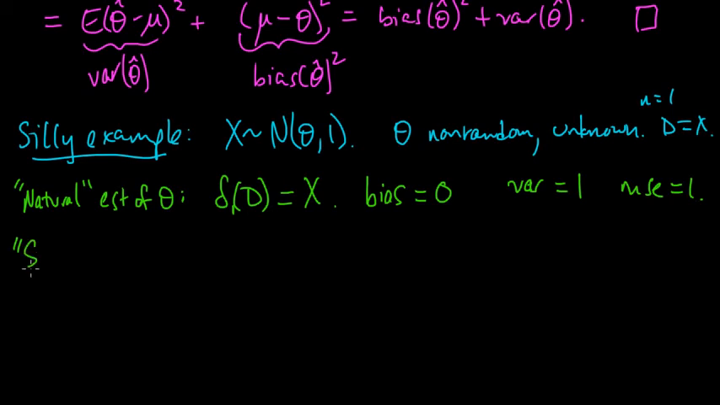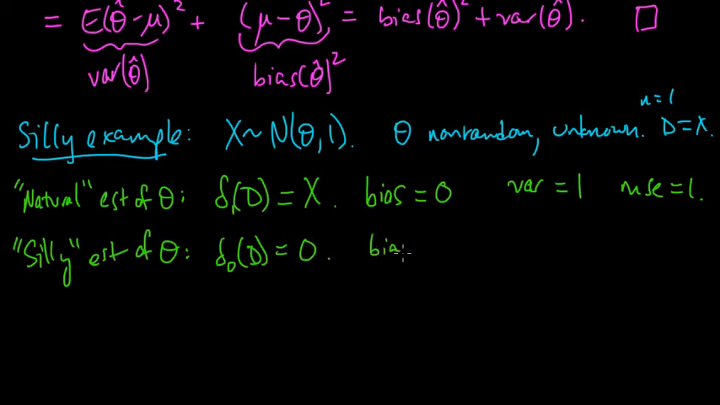Simple. And now we'll do the silly estimate of theta. And what is the silly estimate of theta? Let's always estimate theta to be 0. Kind of a silly thing to do, but let's see what happens here. This will be an interesting example to illustrate something in upcoming videos. The bias squared is going to be theta squared.